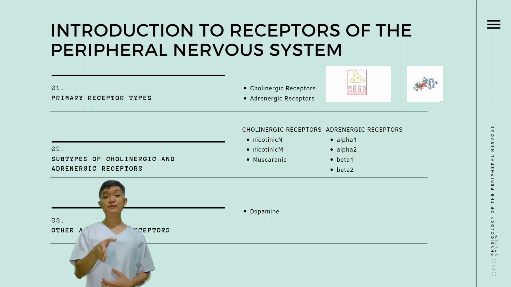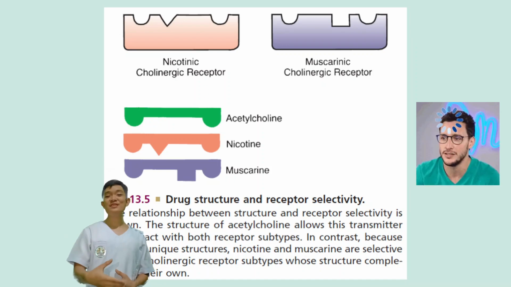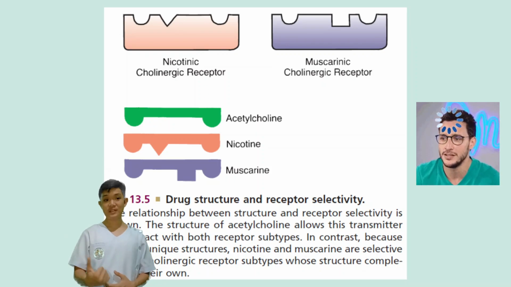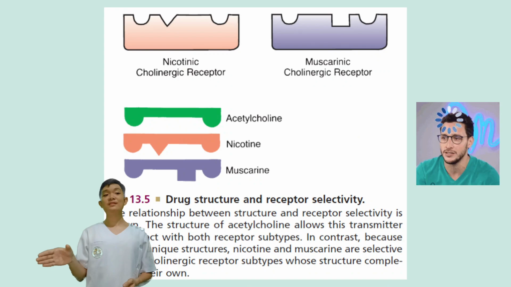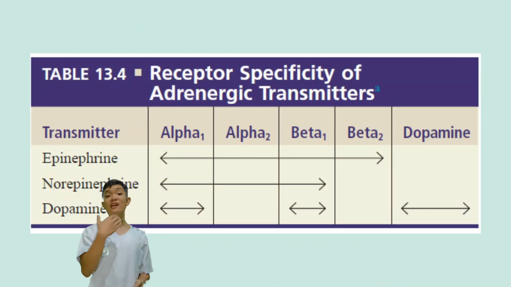Having different types of receptors can make a drug selective. In this portion, we can see how transmitters activate certain adrenergic receptors. For epinephrine, all except dopamine. Norepinephrine, the alphas and beta 1. And dopamine, all except alpha and beta 2s.